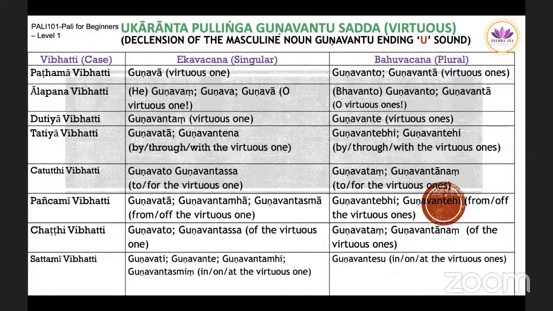Ukaranta Pulinga Gunavantu Sadda, virtuous. Pathama Vibhatti, Ekavachana: Gunava. Bahuvachana: Gunavanto, Gunavanta. Alapana Vibhatti, Ekavachana: He Gunavam, Gunava. Bahuvachana: Bhavanto. Dutiya Vibhatti, Ekavachana: Gunavantam. Bahuvachana: Gunavante. Tatiya Vibhatti, Ekavachana: Gunavata, Gunavantena. Bahuvachana: Gunavantebhi, Gunavantehi.